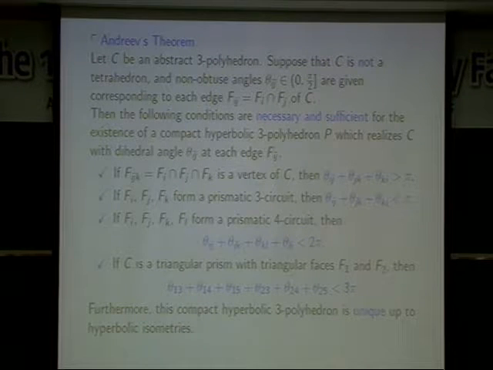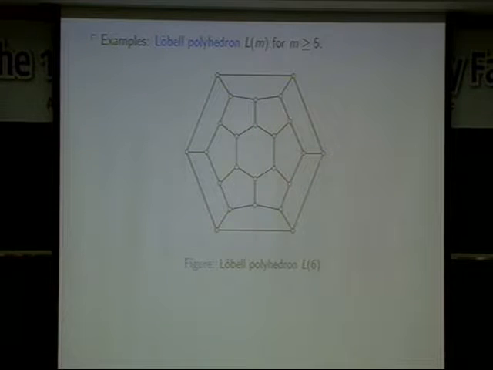Further, this compact hyperbolic three-polyhedron is unique up to hyperbolic isometry. So I give an example. This is a right-angled polyhedron, Lm. Here, the top and bottom polygon is M1. Around the M1, we attach the pentagon. M1 in this case is a hexagon, and around it we attach the pentagons. So this kind of polyhedron we call a regular polyhedron.